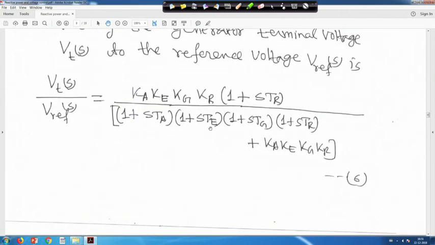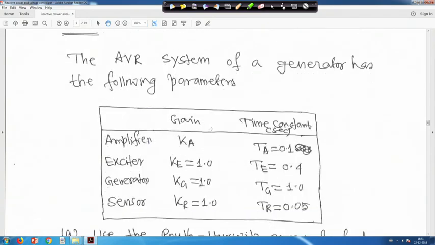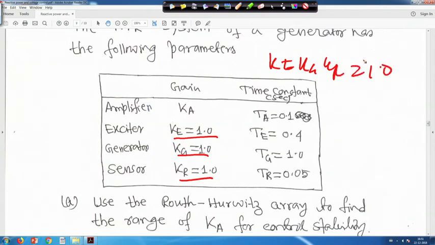Now, if you take this example, in general you will find that Ke, Kg and Kr are all unity. That is why we have taken Ke, Kg and Kr equal to 1.0, these are all approximately 1, 1, 1. In that case, that is why it is coming K upon 1 plus K, that is the VTSS steady state value.